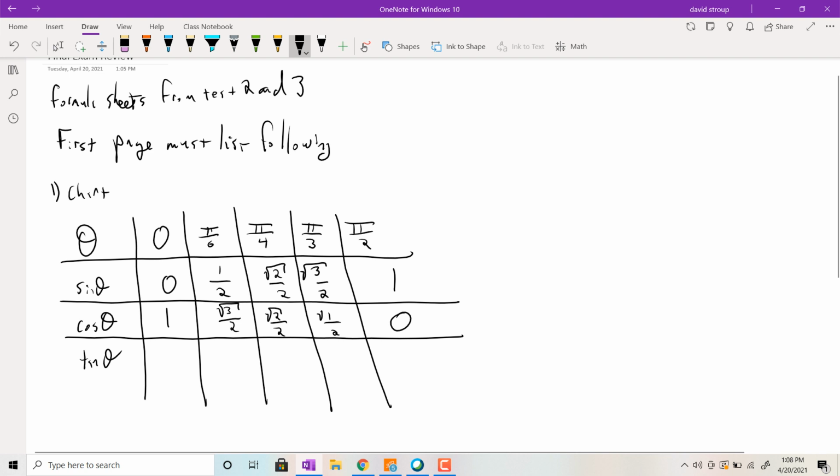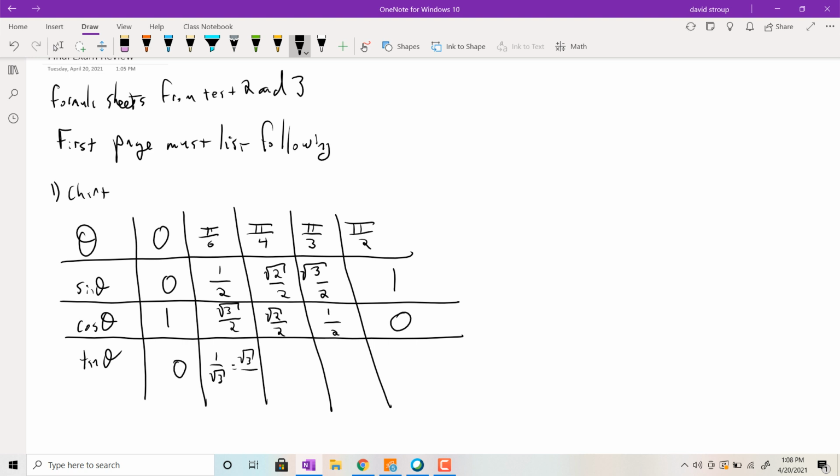And then you can finally take the ratios to get tan, because tan is equal to sine over cosine, right? So 0 over 1 is 0. 1 half all over root 3 over 2 is the same as 1 over root 3. If you'd rather, you can write root 3 over 3. Root 2 over 2 over root 2 over 2 is 1. Root 3 over 2 over 1 over 2 is root 3. And then 1 over 0 is undefined. Okay? So we need the chart.